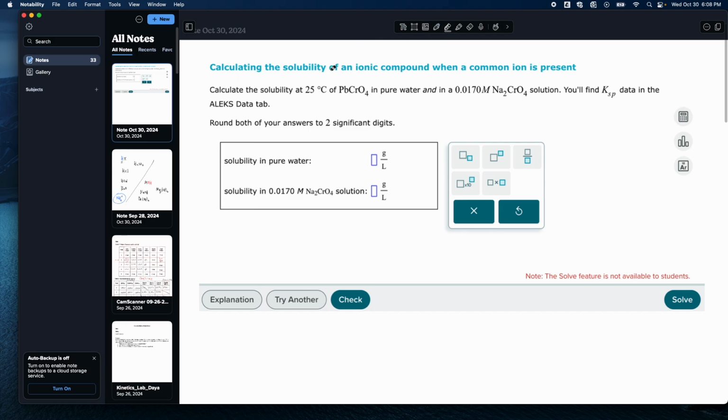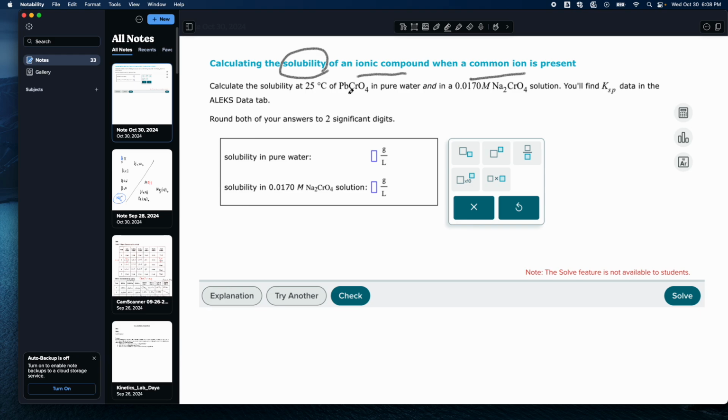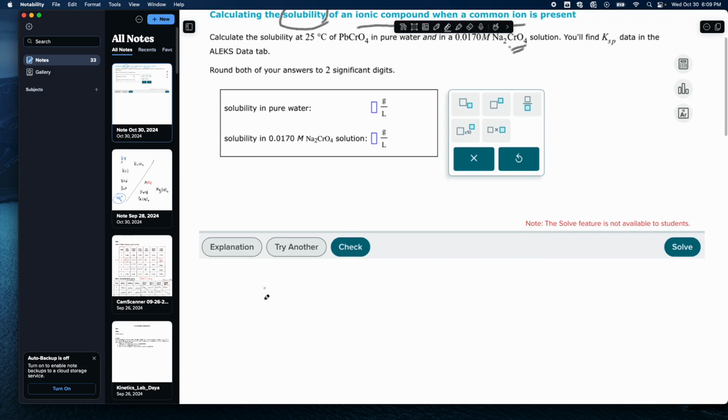So, the topic is calculating the solubility of an ionic compound when a common ion is present. I'm going to make some notes here. It looks like it's lead 2 chromate in pure water first, and then we're going to do lead chromate if we have some chromate in there also. That's the common ion. So I'm going to come down here and say lead chromate.